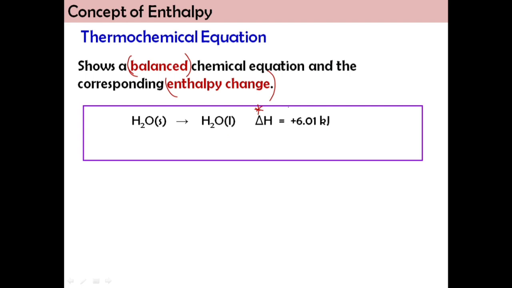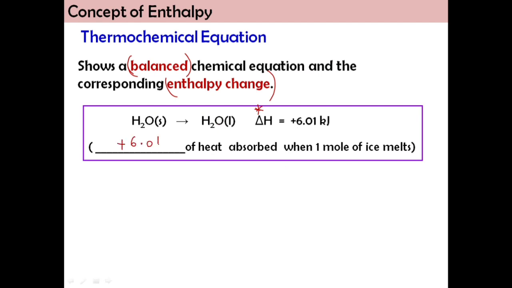Okay, based on this equation, we know that, ini adalah H2O solid pergi H2O liquid. Bermaksud ice, H2O dalam bentuk solid is ice, melts to the water. Jadi, untuk yang ini, positive 6.01 kilojoule of heat is absorbed when 1 mole of ice melts. So, boleh faham kalau 1 mole ice nak cair menjadi air, dia akan absorb sebanyak ini haba, heat. So, that's for this equation.